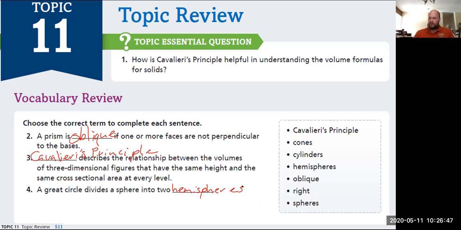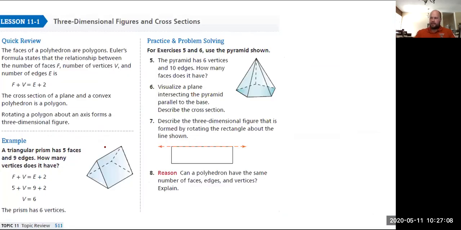Think of the Earth. The Earth is divided into a north and south hemisphere by the equator. The equator would be an example of a great circle. Or you could also do it vertically, but again, that makes up a couple different lines there. All right. Any other questions on those vocab words? All right, moving right along.